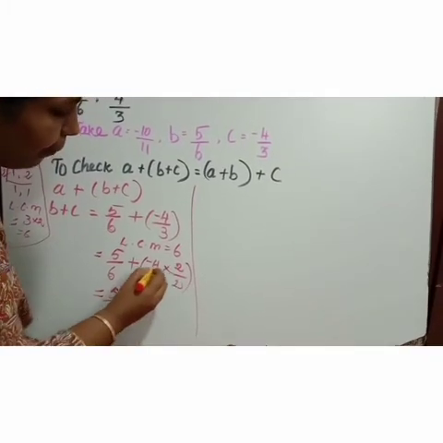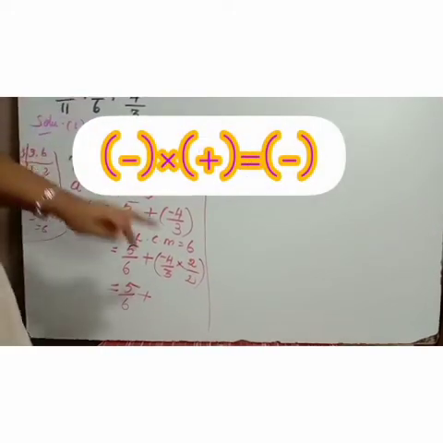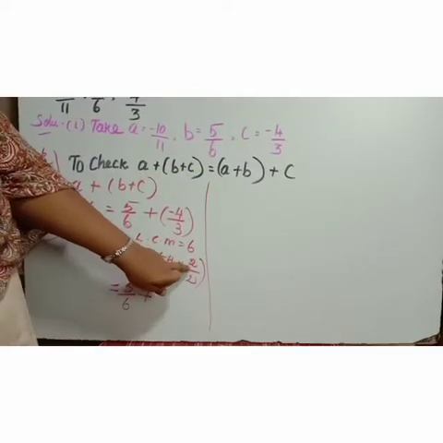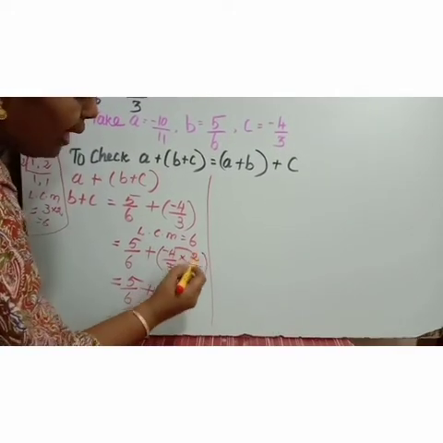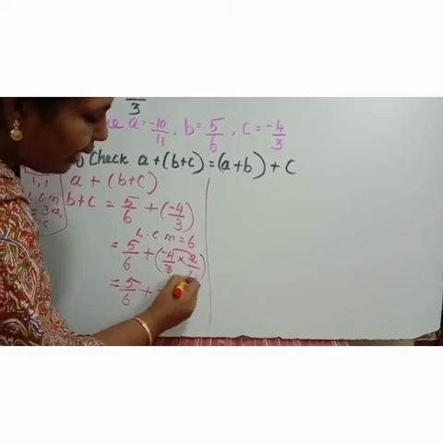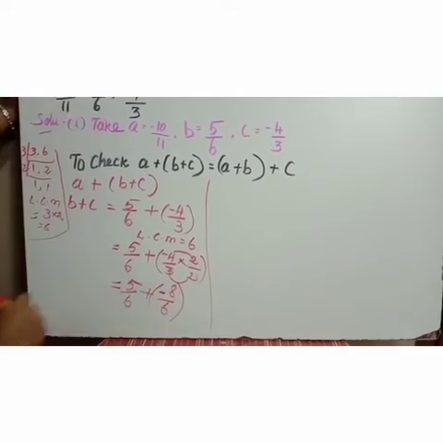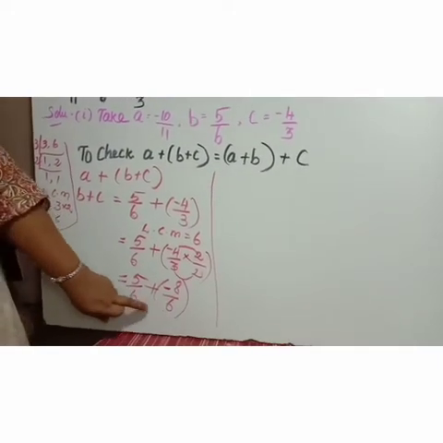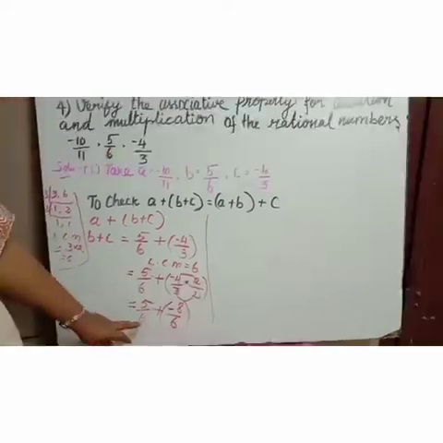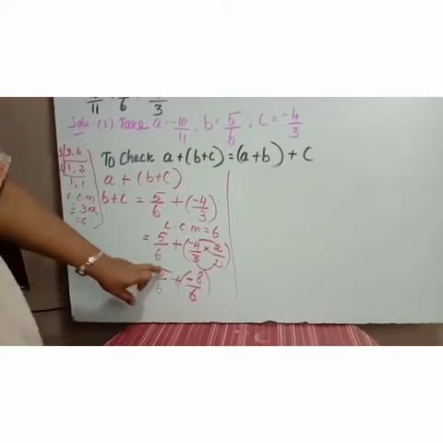Next one, minus into plus. Nothing is given means it is understood to be plus. So minus into plus, minus. Minus 4 twos are 8, 3 twos are 6. So what is the value? Minus 8 divided by 6. See, the denominator here is also 6. So the denominator is the same, so we have to add these two numbers.